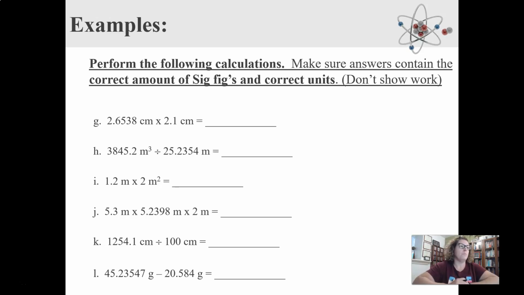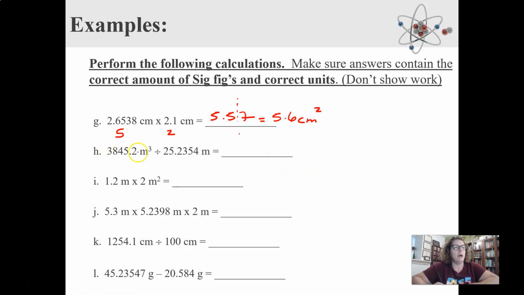Okay? So part G, I'm going to take centimeters times centimeters. So 2.6538, and I'm going to multiply by 2.1. And I get, right here I have 5 sig figs, and right here I have 2 sig figs. So I only need 2 sig figs. My calculator says at least 5.57, so I know I got to cut right there. So I'm going to round that number 5 up because the number after it is a 7. So 5.6, and I have centimeters times centimeters. So I'm going to have centimeters squared.